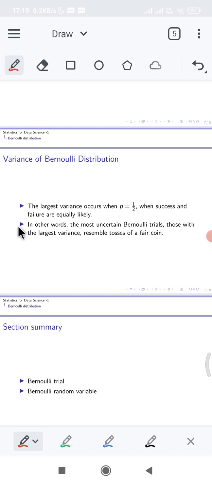Now here, if you need to find the most uncertain probability, then whatever value is close to 0.5 would be your answer.